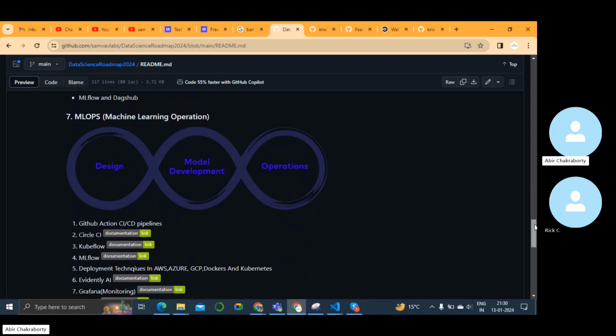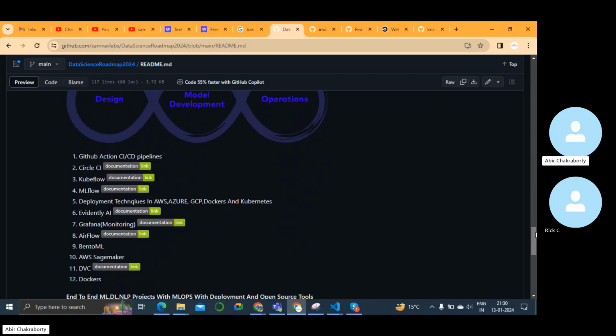So here we will be learning various CI/CD pipelines: GitHub Actions, CI/CD pipelines, CircleCI, Kubeflow, MLflow, and also various industry level deployment techniques like AWS, Azure, GCP. Not only deployments and CI/CD, we will also be learning some monitoring techniques, like how our operations are performing with the deployment. Grafana monitoring is a very important segment for that, so we'll be learning that as well.